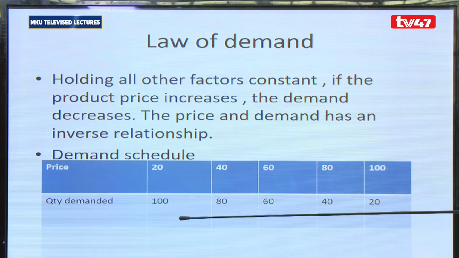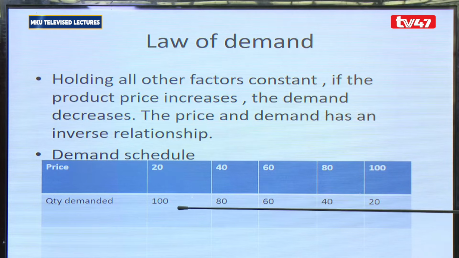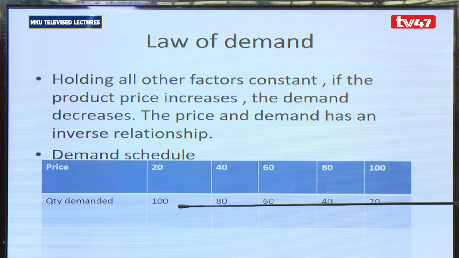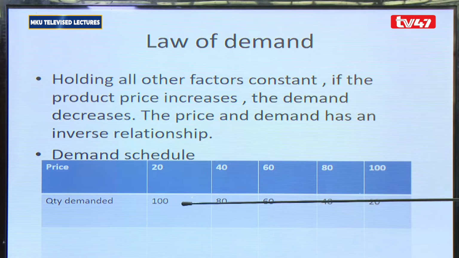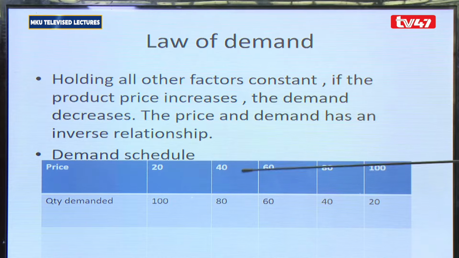When the price is at 20, the quantity demanded is 100 units. Let's assume we are talking about 20 shillings. The units that are demanded of a certain product is 100. This is a hypothetical demonstration. When the price increases to 40, the demand decreases to 80. Similarly, the price increases to 60.